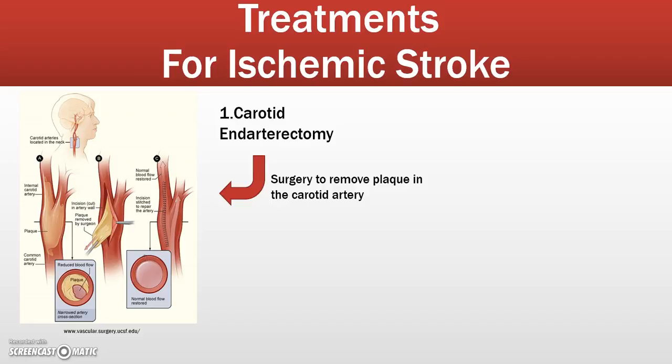I'm going to discuss three treatments used when an ischemic stroke occurs. First is a carotid endarterectomy. This is a surgery that removes plaque from the carotid artery. A surgeon makes an incision in the neck, exposing the carotid artery section that is blocked. A clamp is put on to stop the blood flow, at which time the surgeon will cut into the artery and remove the plaque. After removal, the artery is closed up and bleeding is stopped.